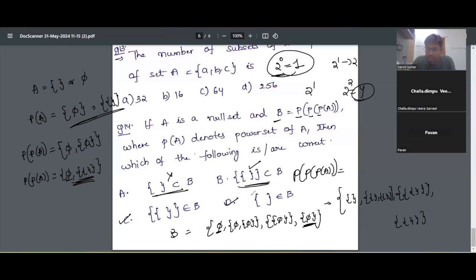Understood this question? Right? So this is how you have to do them, very patiently, step by step, and you'll get the answers.